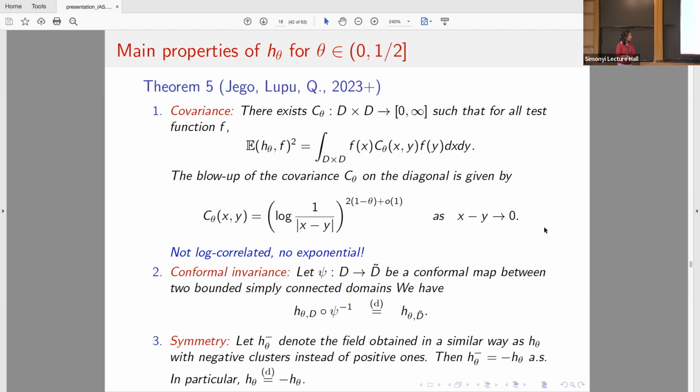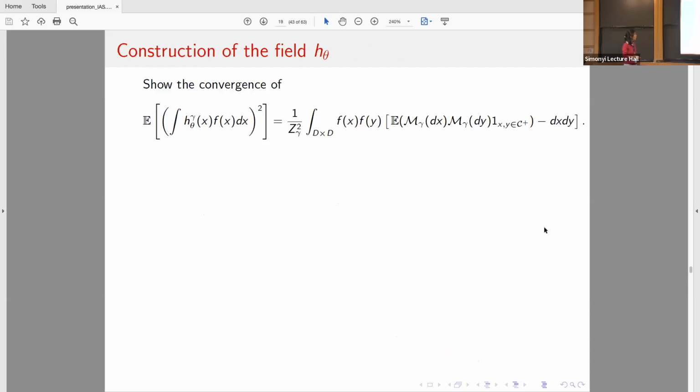And we also obtain that this field is conformally invariant. This is just a direct consequence of the fact that the Brownian loop soup is conformally invariant. And also this field is symmetric, so that minus H theta has the same distribution as H theta. So now let me give more details, give you some ideas of the proof, like how we actually construct this field.